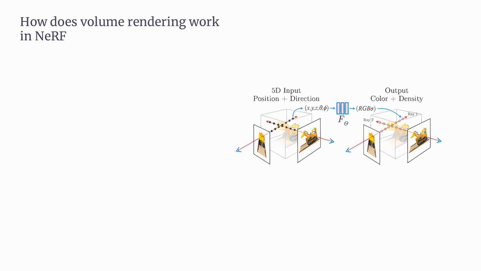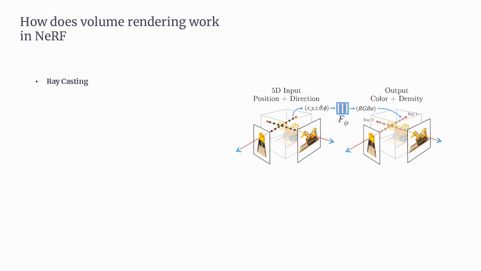NeRF uses a continuous volumetric representation of a scene. This means that for every point in 3D space, there are 2 key values: color and density. These values help the model simulate how light interacts with the scene, allowing it to create new views of the scene by integrating information along rays that are cast from a camera. Let's break it down step by step. The first, ray casting.